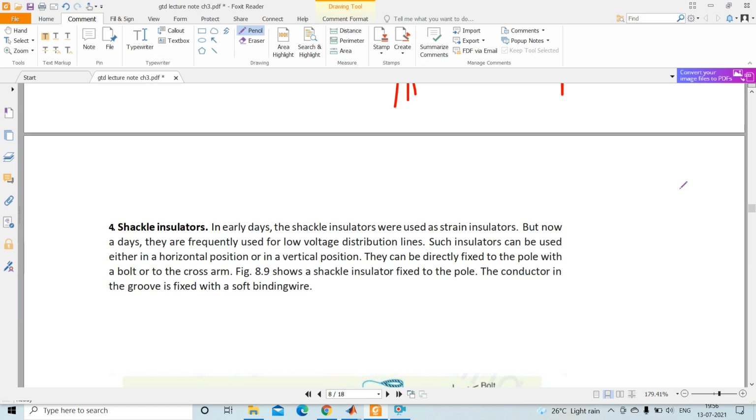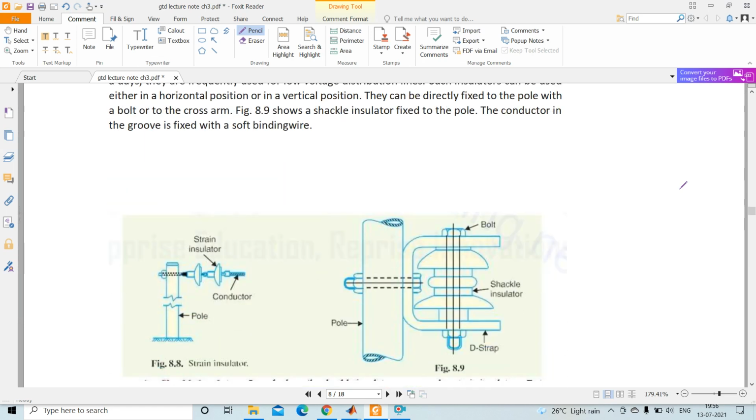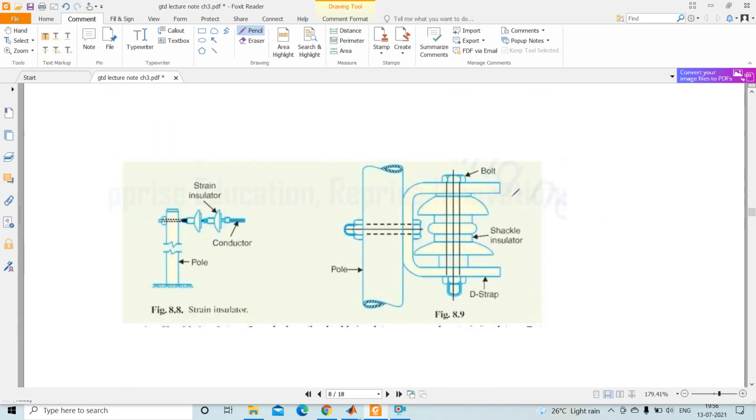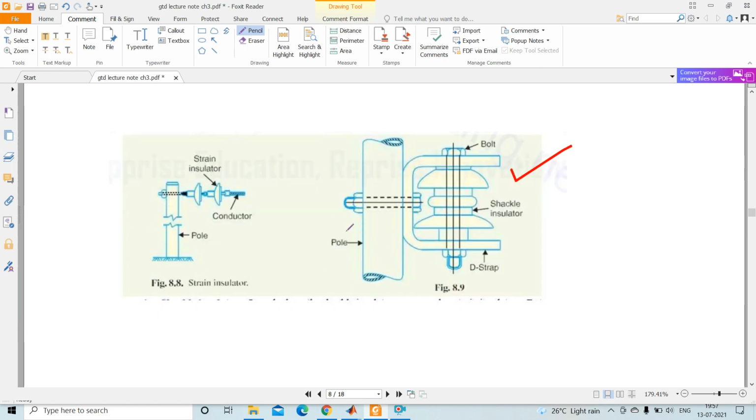Such insulators can be used either in horizontal position or in vertical position. They can be directly fixed to the pole with a nut and bolt, and to the cross arm. Here is the diagram of the shackle type insulator. It is used for low voltage distribution lines. This is the pole, and this is the nut and bolt. This is also one bolt connected over here, and in this section the shackle insulator is connected through this bolt, and this whole section is attached to the pole through this bolt. Clear? Understood?